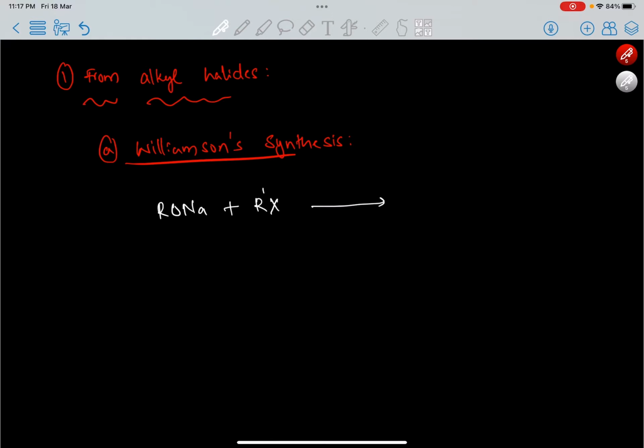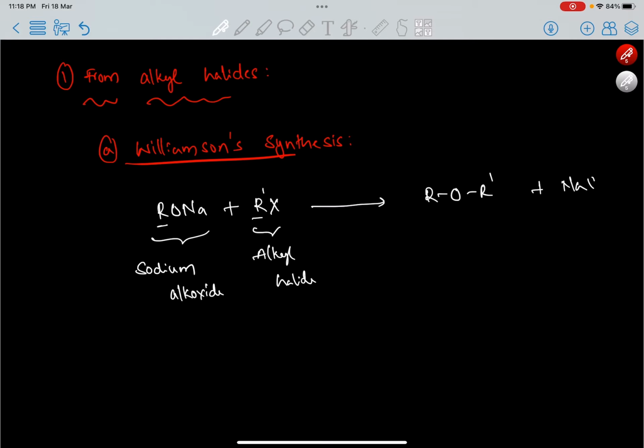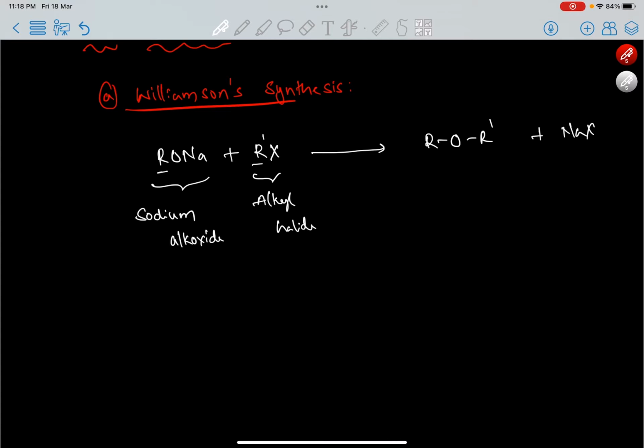I repeat, this is sodium alkoxide. When this sodium alkoxide reacts with alkyl halide, what happens? We see the formation of ether, that is ROR dash, one R from here, and R dash from here. So we have the formation of ether along with the byproduct NaX. So this is the Williamson synthesis.